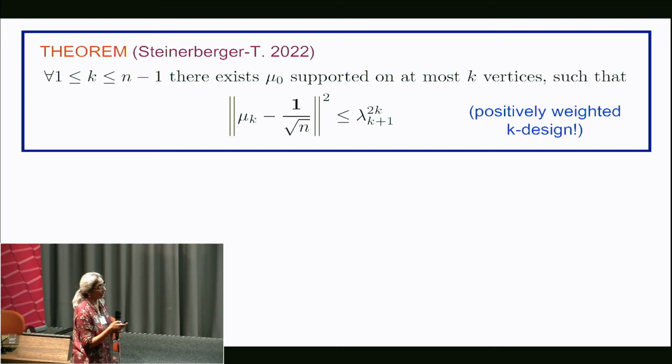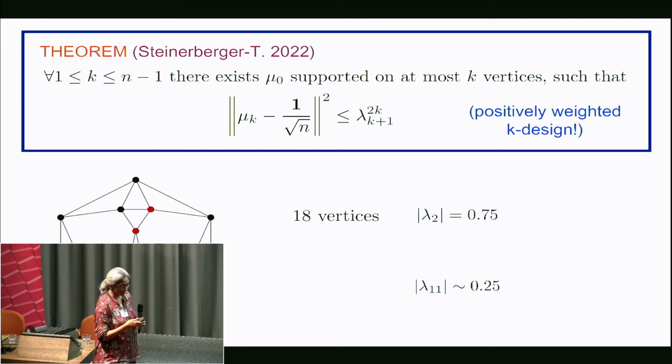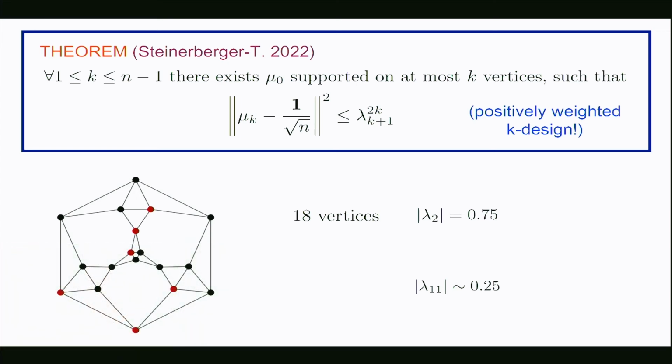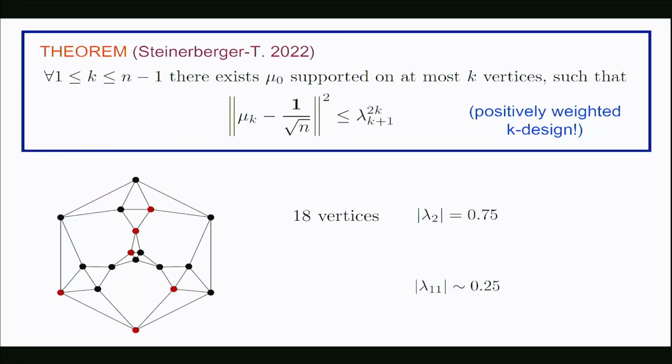So if you start your random walk on one of these designs, here's an example. In this graph, there are 18 vertices. Lambda 2 in absolute value is 0.75. So if you started the usual random walk, it would be controlled by 0.75 to the k. But if you take another eigenvalue like lambda 11, it's only 0.25. And now the theorem says that there is some vertex set containing 10 vertices, such that if you start your random walk there, then it will converge at this better rate.